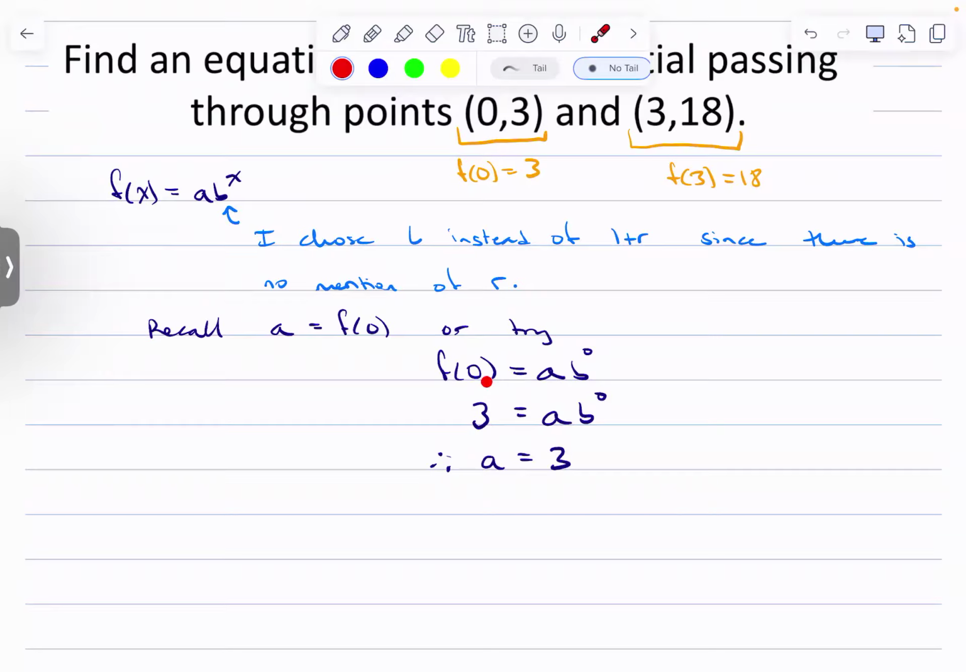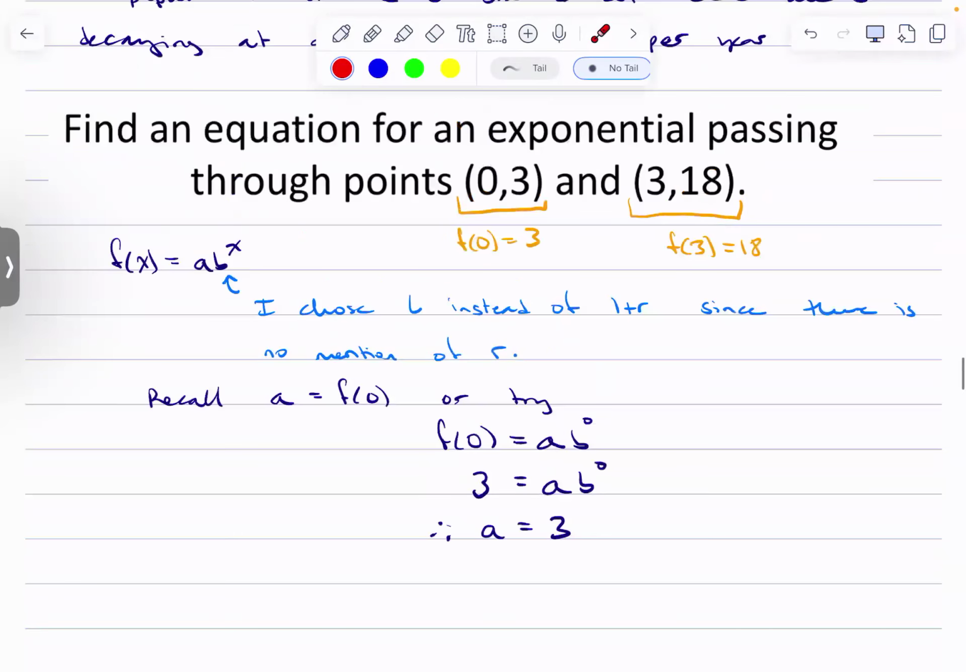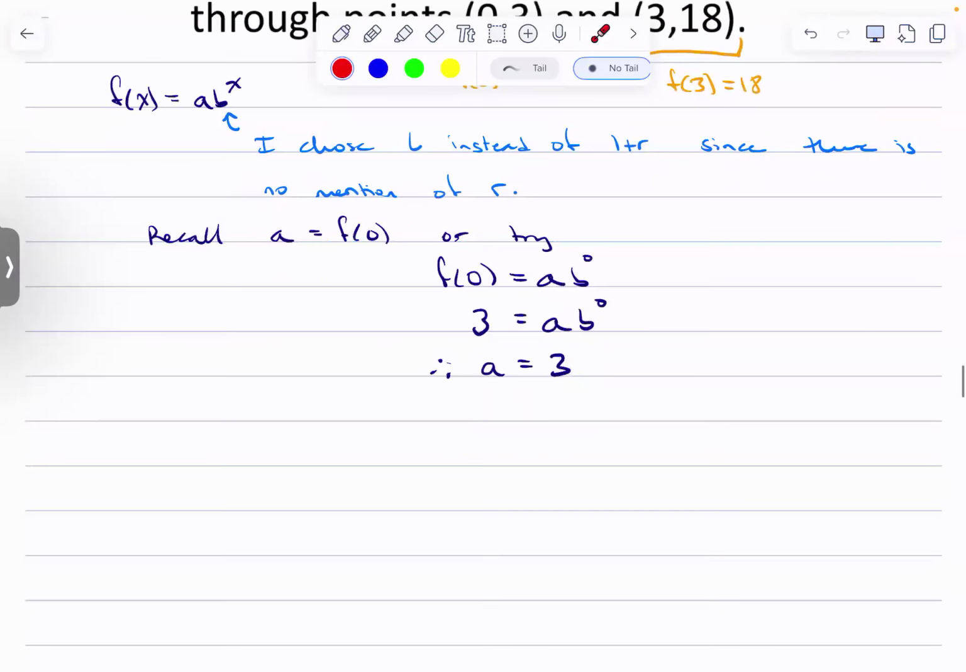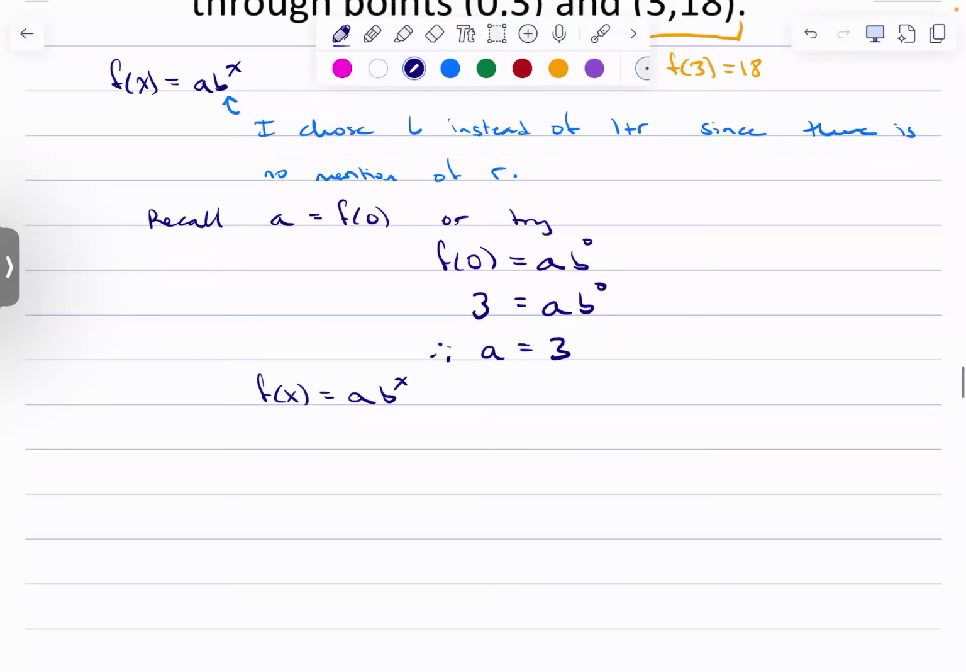Doing it this way, though, is going to be nicer because then it really doesn't matter which points you're given, right? I don't need to give you the 0, 3. I don't need to give you the y-intercept. It's just our first example of constructing these things, and so it's nice. We don't need it. So now we can build up f of x is a b to the x. Now I'm going to replace it: f of x is 3b to the x.